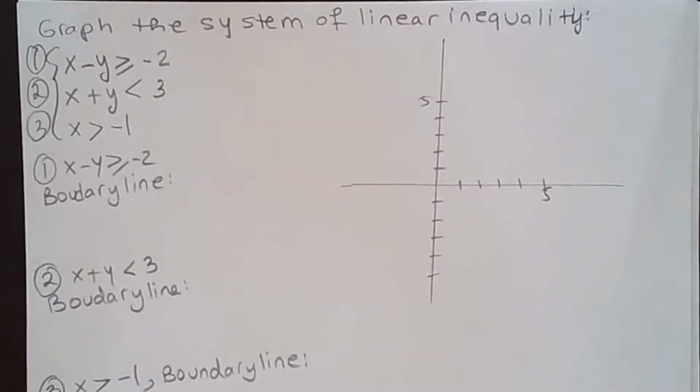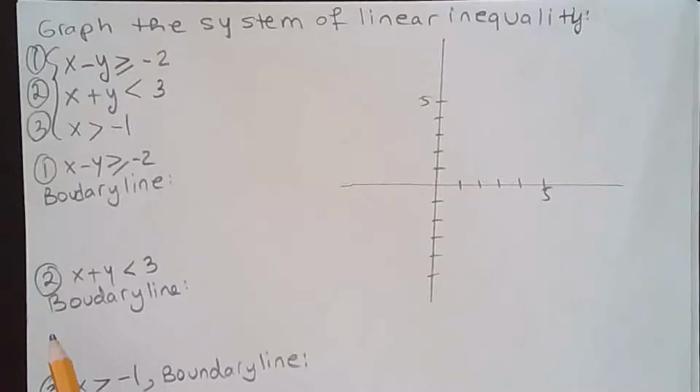Graph the system of linear inequalities. So we have here three linear inequalities: x minus y greater or equal to -2, x plus y less than 3, and x greater than -1. Let's graph the first inequality, x minus y greater or equal to -2.